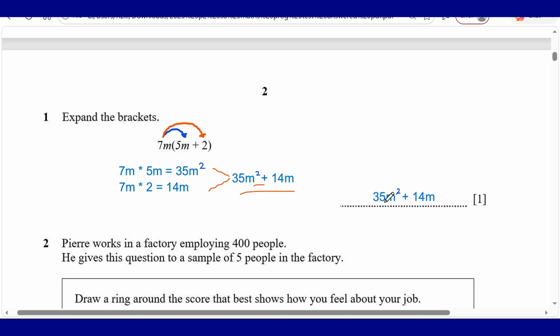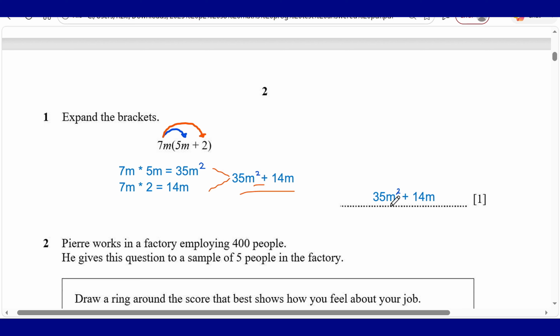Well, it's 35m squared plus 14m. So here is the explanation. 7m multiplied by 5m, the first term inside the bracket. 7 times 5 is 35. m times m becomes m squared. The second one with the red arrow is 7m times 2. So we multiply the 7m with each element inside the bracket. That gets us 7m times 2 is 14m. Then we just add it up. So that's our final answer. Let's move on.